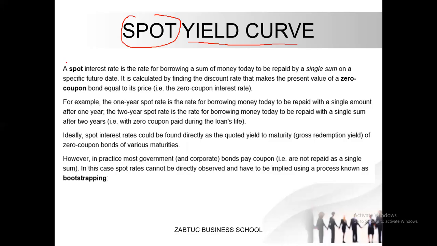So you borrow money today, and this money is going to be paid by a single sum on a future date. So what is this interest rate? This interest rate is what we call a spot interest rate. It is calculated by finding the discount rate that makes the present value of a zero coupon bond equal to its price.